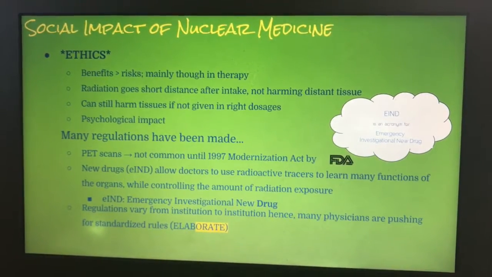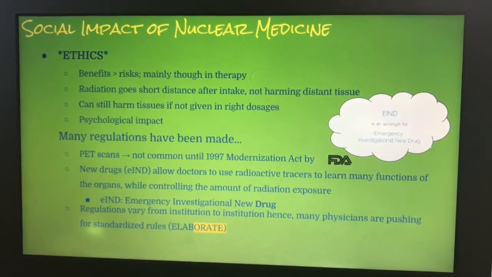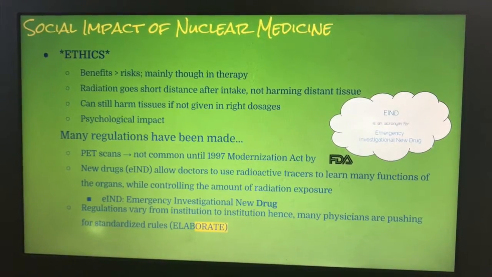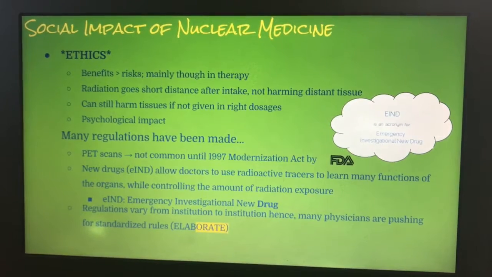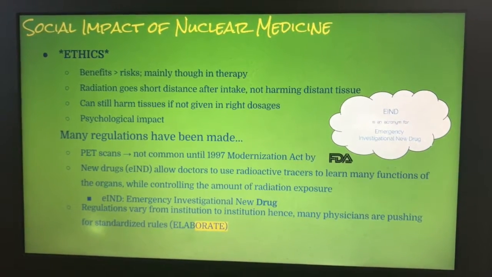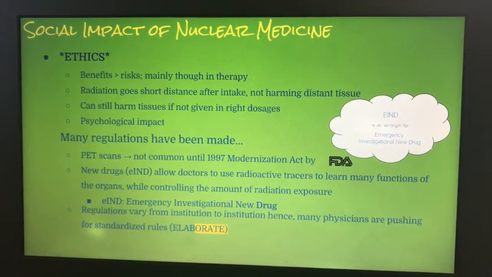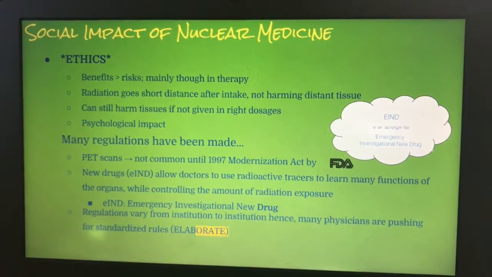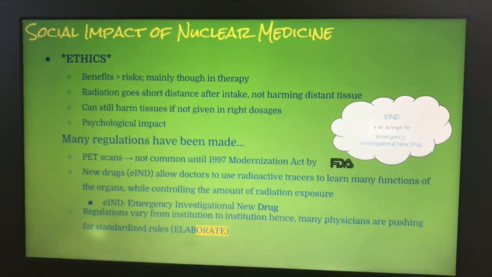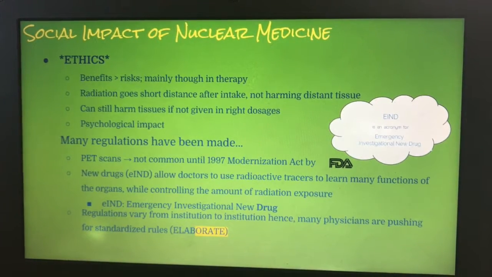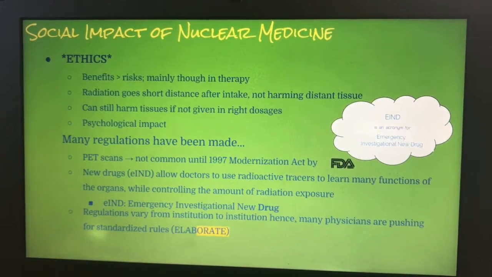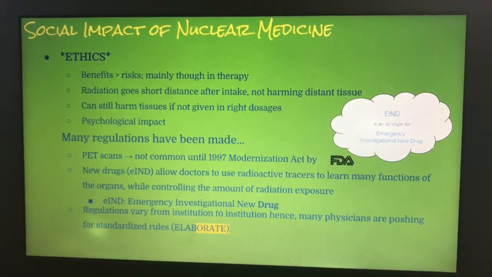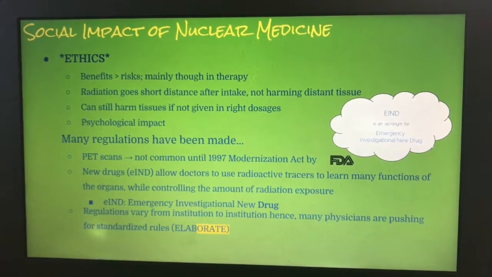So what is the social impact of nuclear medicine? There are many issues taken with nuclear medicine, mainly ethical. However, these ethical issues are mainly therapeutic. Why will be explained later, though many people note that the benefits outweigh the risks, though once again mainly in therapy, and that radiation goes only a short distance after intake, not harming distant tissue. That's another benefit that supports why the benefits outweigh the risks.